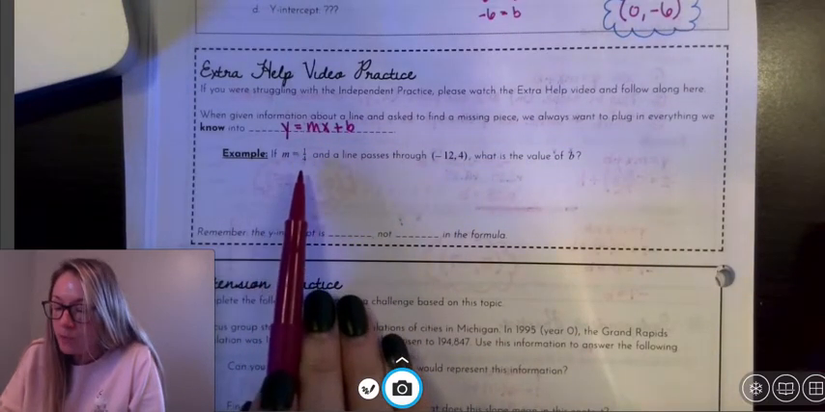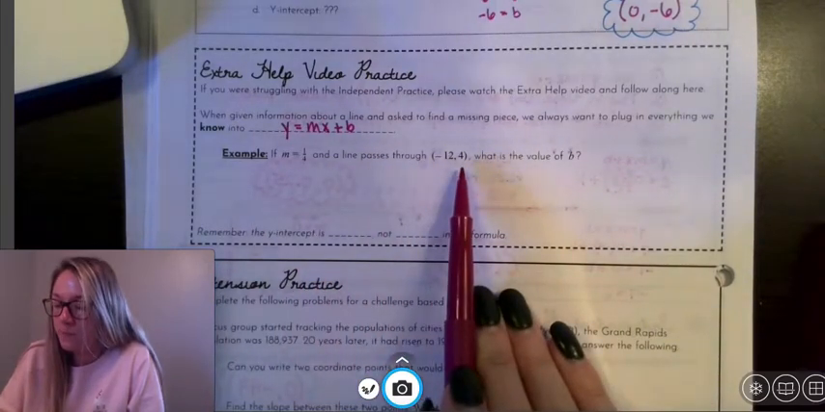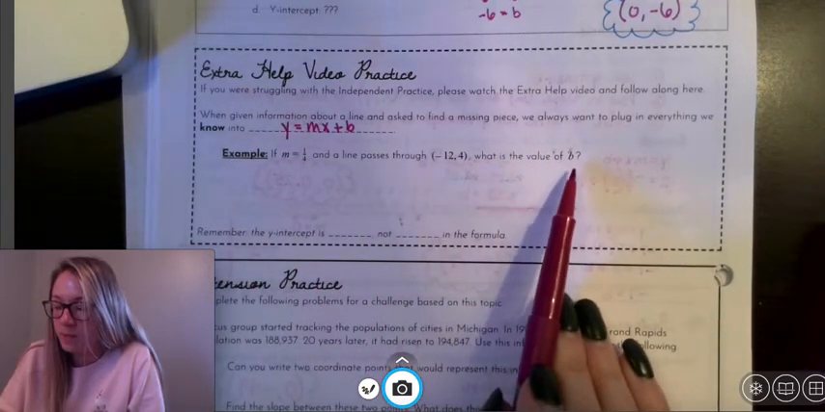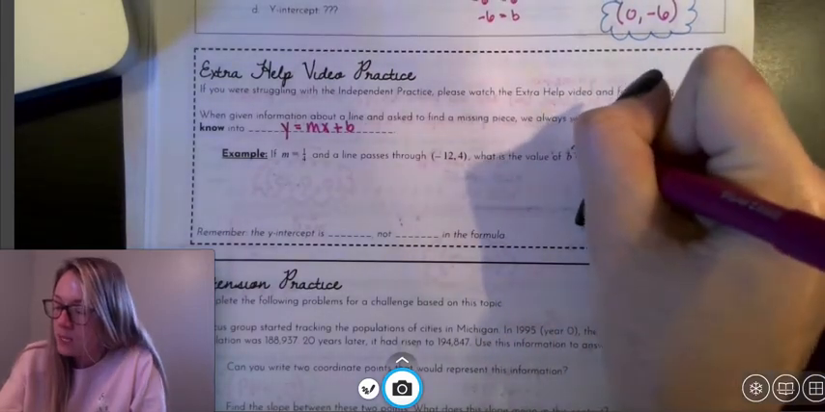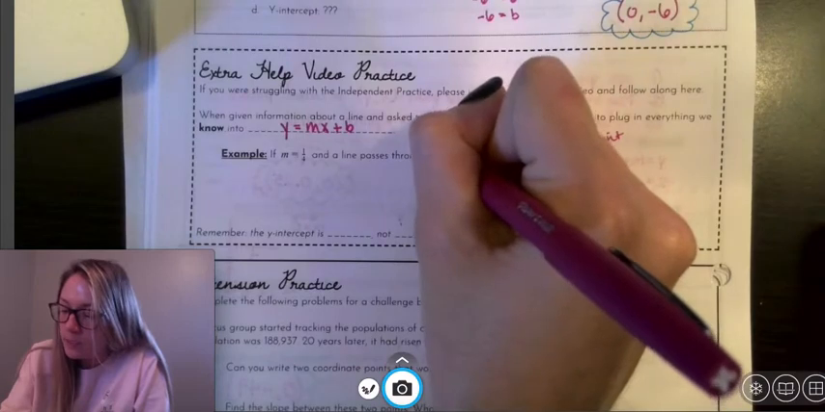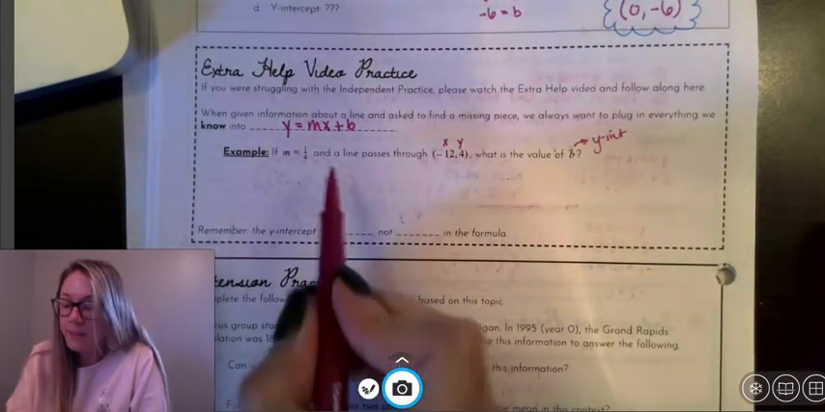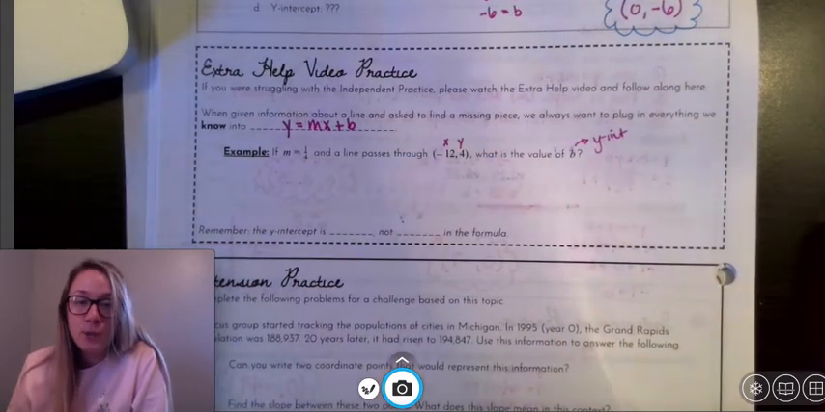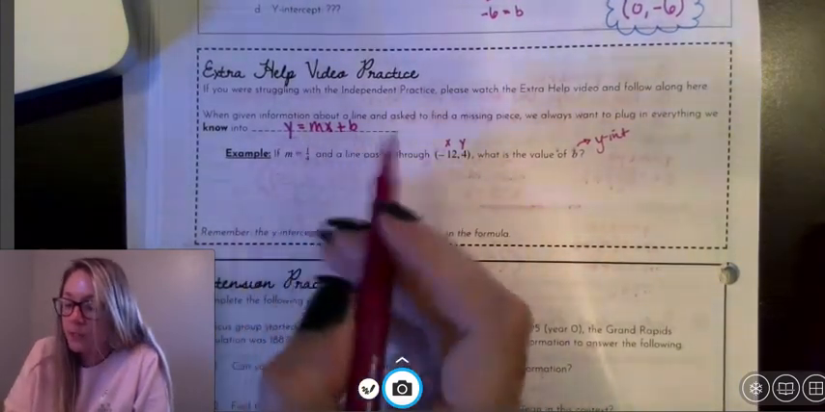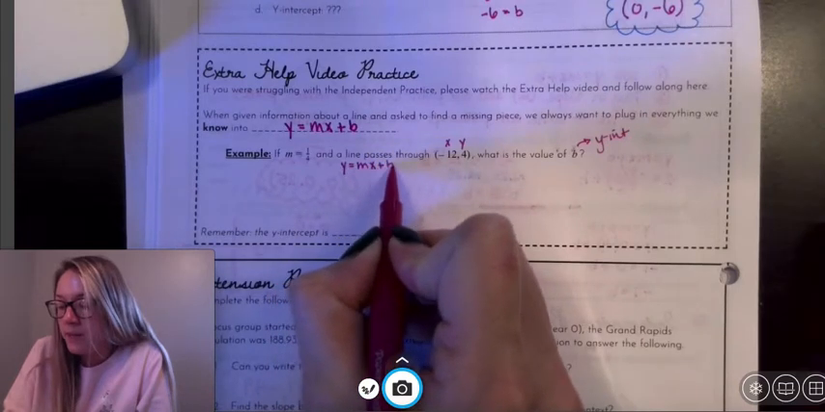If m equals 1/4 and a line passes through -12, 4, what is the value of b? So this b is our y-intercept that we're trying to find, and we have our point, and every point is x comma y. And this was already labeled with m. So now, using our slope-intercept form, we can plug in everything that we know.